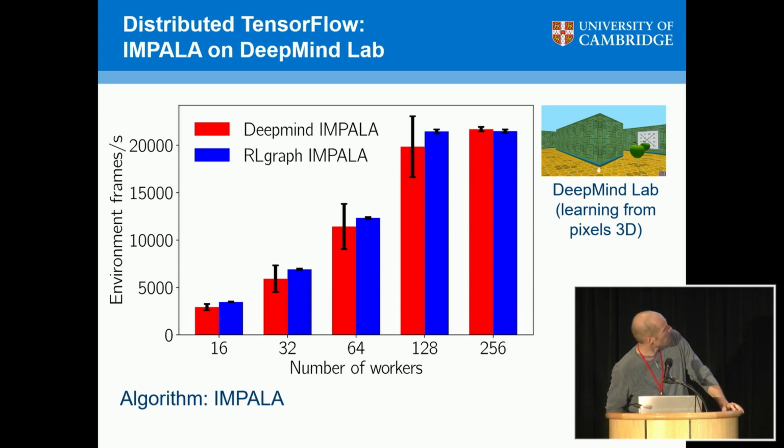You can see that we couldn't really perform faster than the DeepMind reference implementation. This is mostly due to the fact that this is a fully TensorFlow end-to-end algorithm where even the environment interaction is fused into the graph using a TensorFlow PyFunc operator.